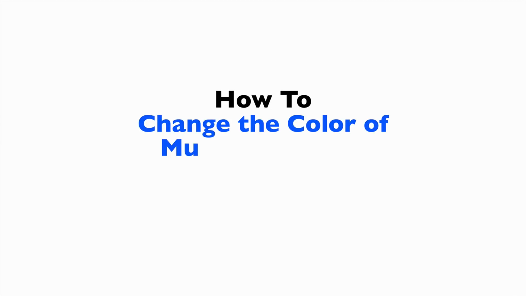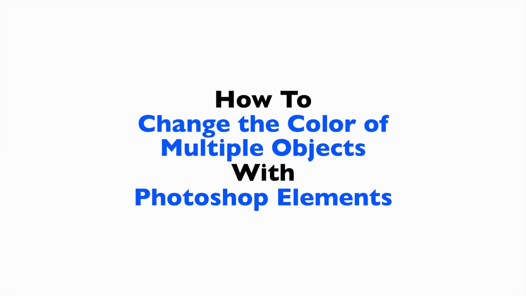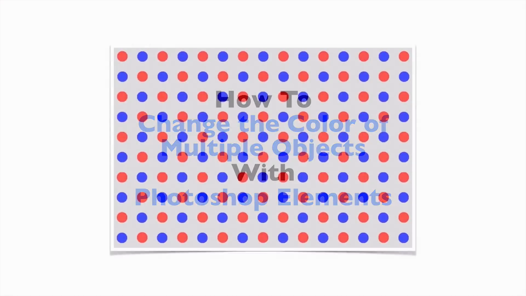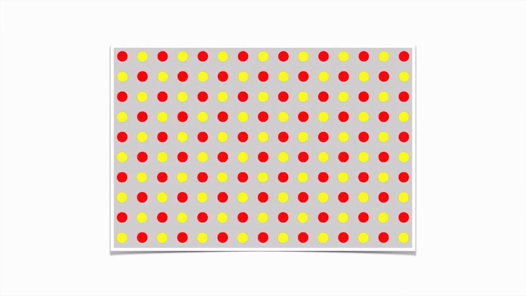In this video, we're going to see how to change the color of multiple objects with Photoshop Elements. We'll see how to go from this to this.